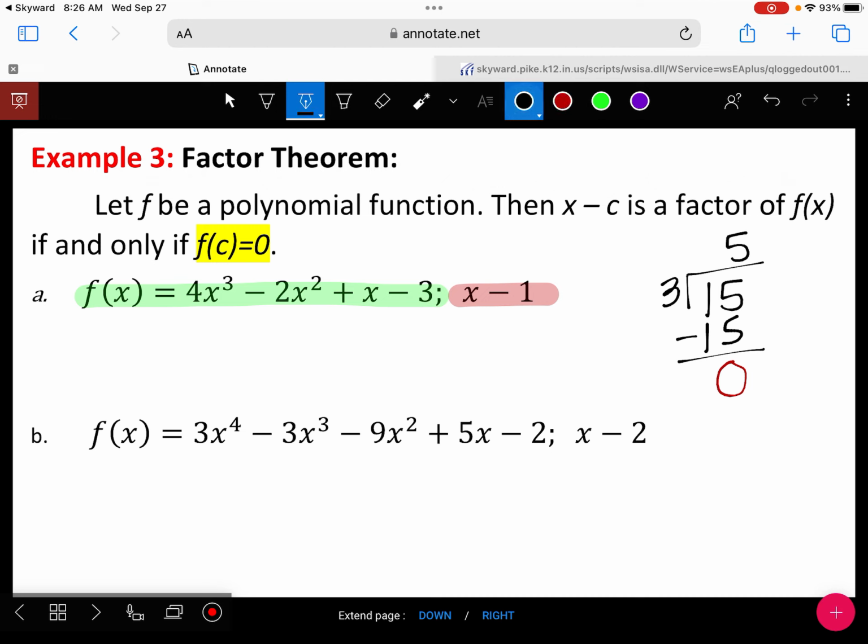Conversely, if you take 3 into 16, it will still go in there 5 times, but now your remainder is 1. And that's because 3 is not a factor of 16.